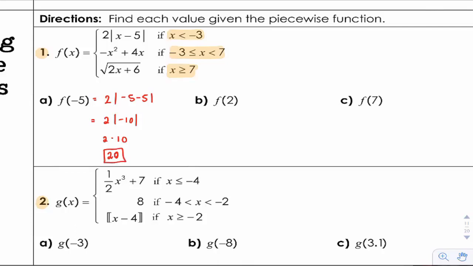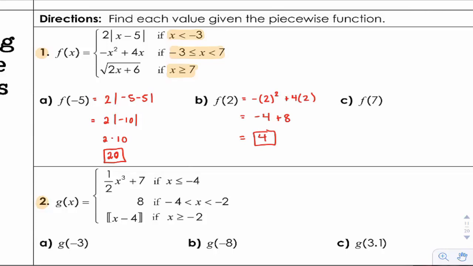But we move on to f of 2, and you'll see that 2 lies in that middle piece. So it's going to be a part of that quadratic function. We're going to plug that in for the -x squared function: -(2) squared plus 4 times 2. Notice how I did the parentheses around the 2, because based on order of operations, since there were no parentheses around the -x, I'm squaring the 2 first and then applying the negative. So it's going to end up being -4 plus 8, which is 4.